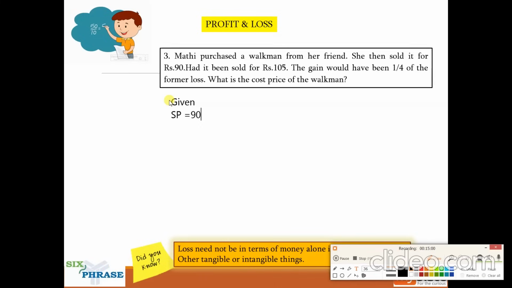Had it been sold for rupees 105, the gain would have been 1 by 4th of the former loss. What does it say? When she is selling at 90, she is actually getting a loss. So that is what they mean when they say, had it been sold for 105, the gain would have been 1 by 4th of the former loss. What does former loss mean? When she sold it at 90, she is getting a loss. That is one thing you have to understand right away.